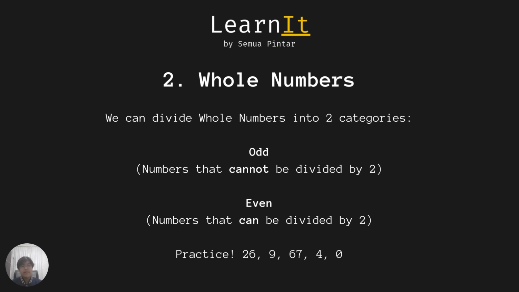So now let's try to practice with the numbers 26, 9, 67, 4, and 0, and try to deduce whether each of these numbers is odd or even. If you'd like to try any of these practices, just pause the video first and resume once you've got the answer.